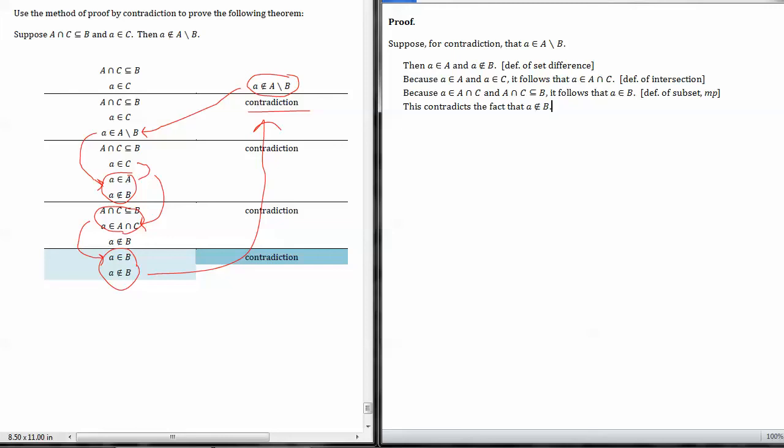Okay. So we're done, but I like to put one more sentence here at the end, sort of closing off the proof by contradiction. Remember, we supposed that A was in A minus B. We got a contradiction, so we should say, therefore, A, in fact, is not in A minus B. Okay. And that was what we were trying to prove. And now we're done.